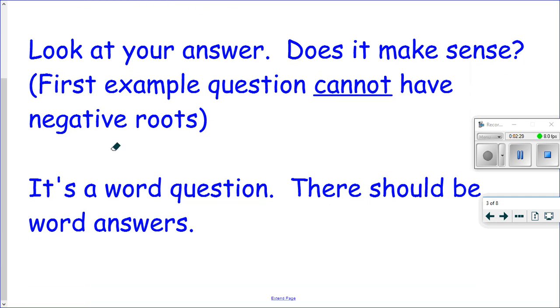Look at your answer and ask, does it make sense? Now, this one, I don't expect you to do the math in your head, but you should be able to look at your answer and go, all right, I guess that could work.